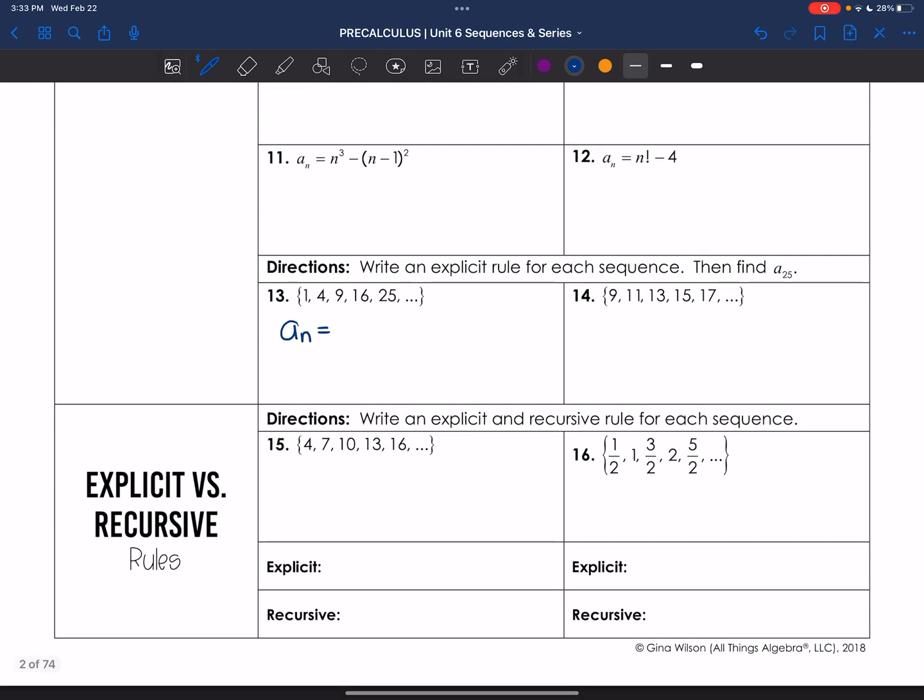1, 4, 9, 16, 25. What is happening to your n value each time to get those different outputs? It's really just your position squared, beginning at that value where your n is 1. Now it also wants us to find A25. Well, A25 would just be 25 squared, which is 625.